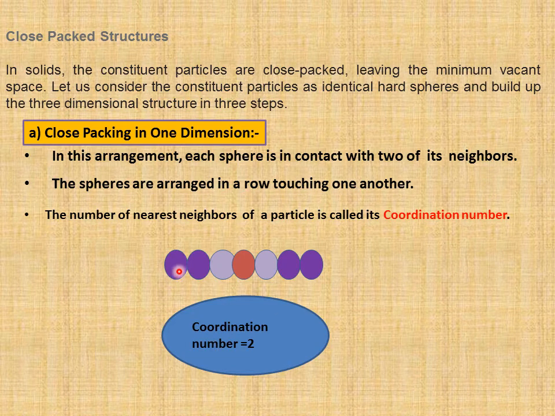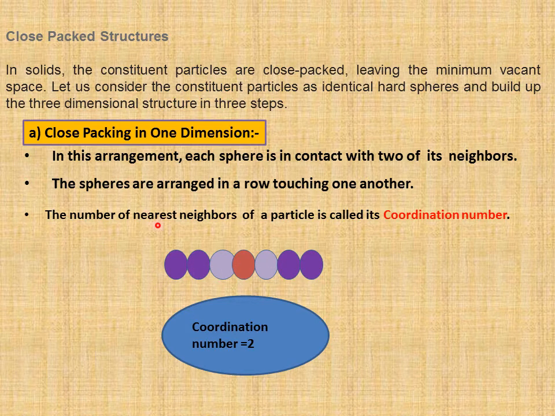Look at this. These are the spheres. You can understand them as the constituent particles. How are they arranged? To make the explanation easier, I have made them different colors, but all of them are of the same type. They are arranged one after the other, touching each other.